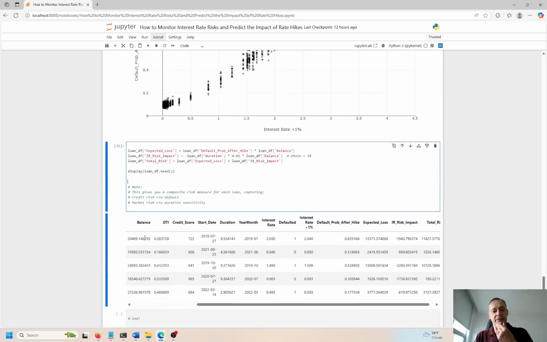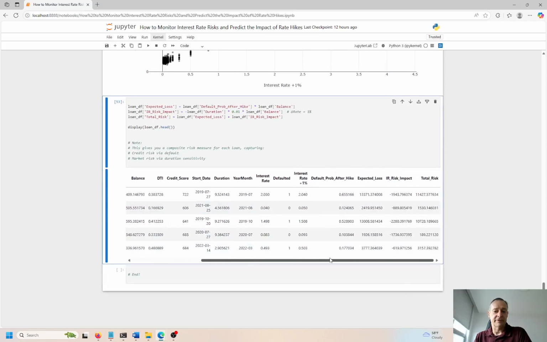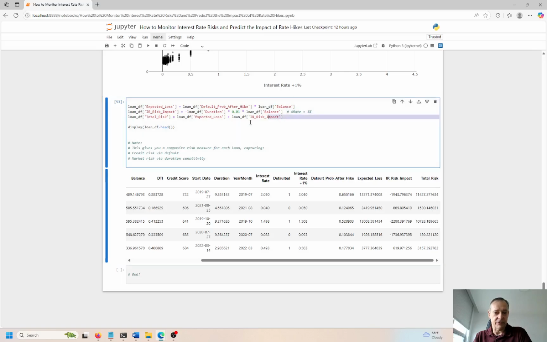So there's a couple more things I just want to introduce you to: the expected loss, the interest rate risk impact, and the total risk. That's what this calculation gives us right here. And if I go over to the side, you can see the interest rate increase 1%, default probability, and the expected loss, interest rate impact, and then the total risk of the portfolio. I gave you guys all the math right here.